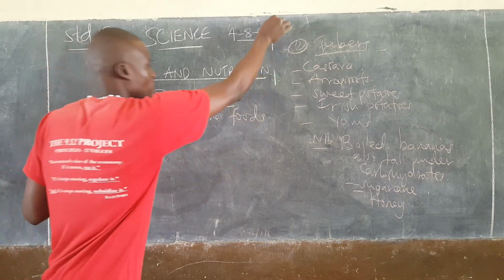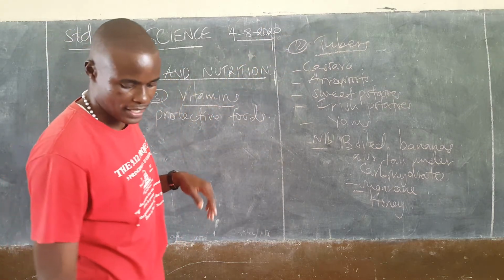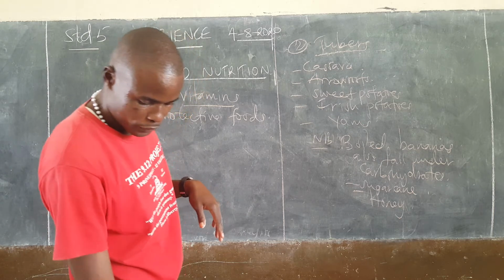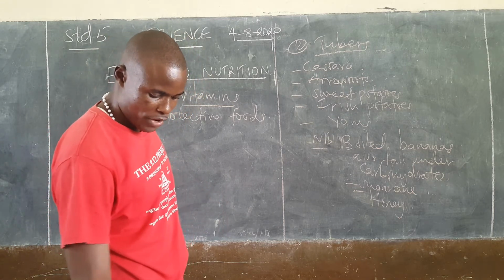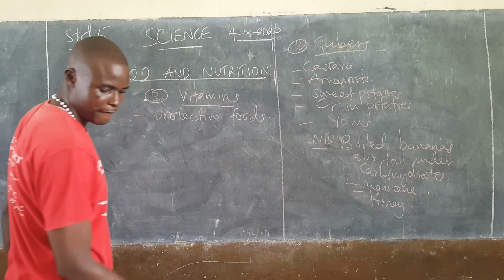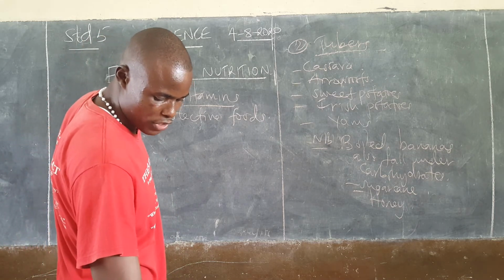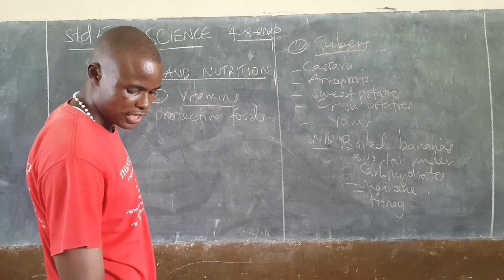Foods. They protect us against diseases and illnesses. So, they include vitamin A. They protect the body against disease-causing organisms.